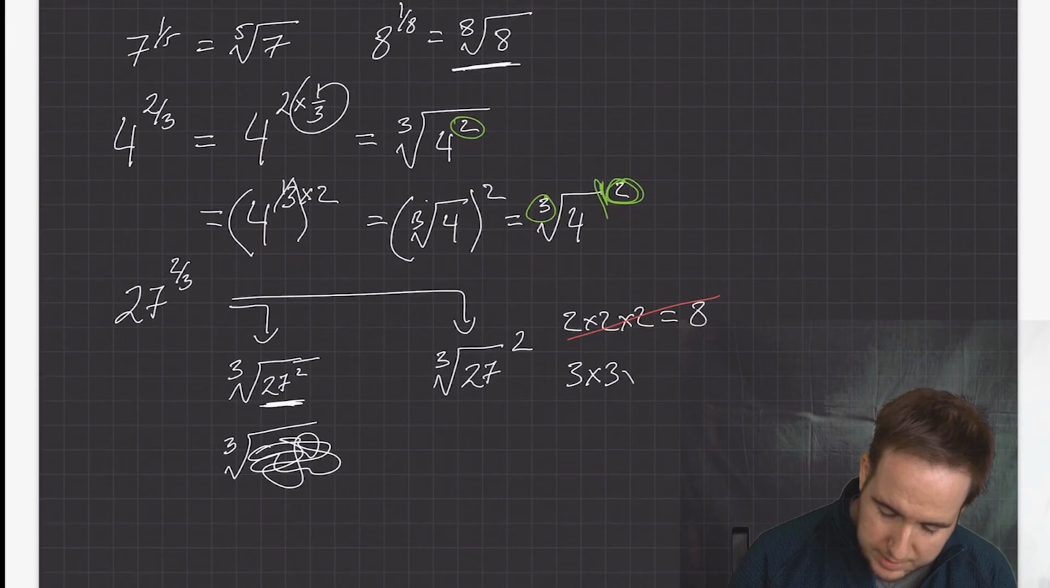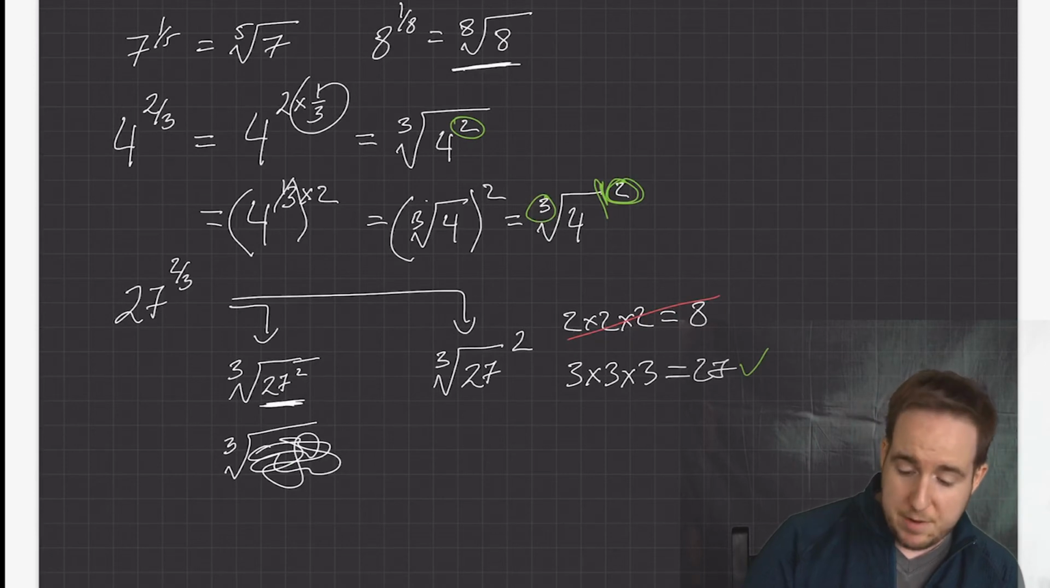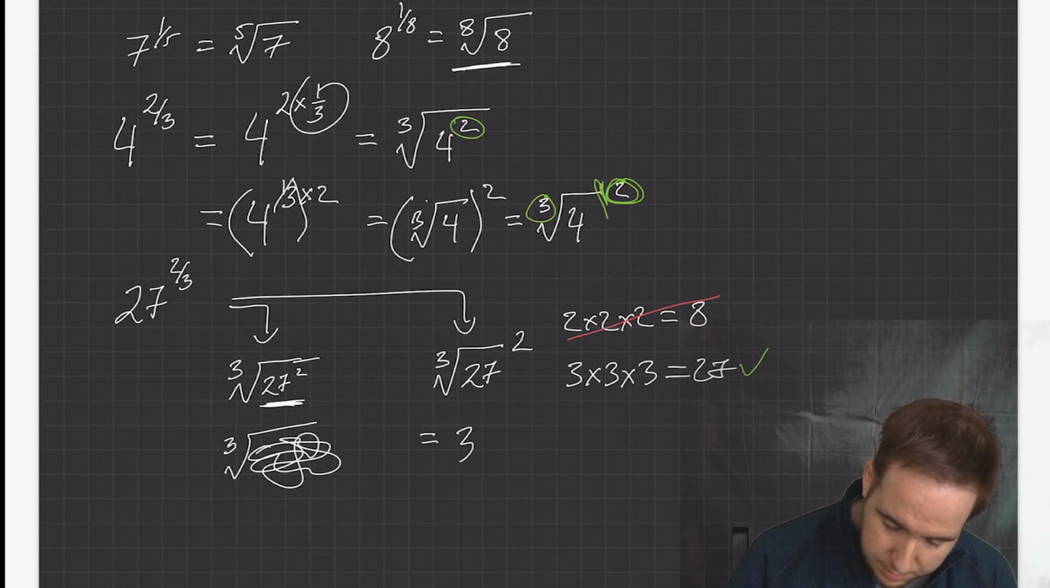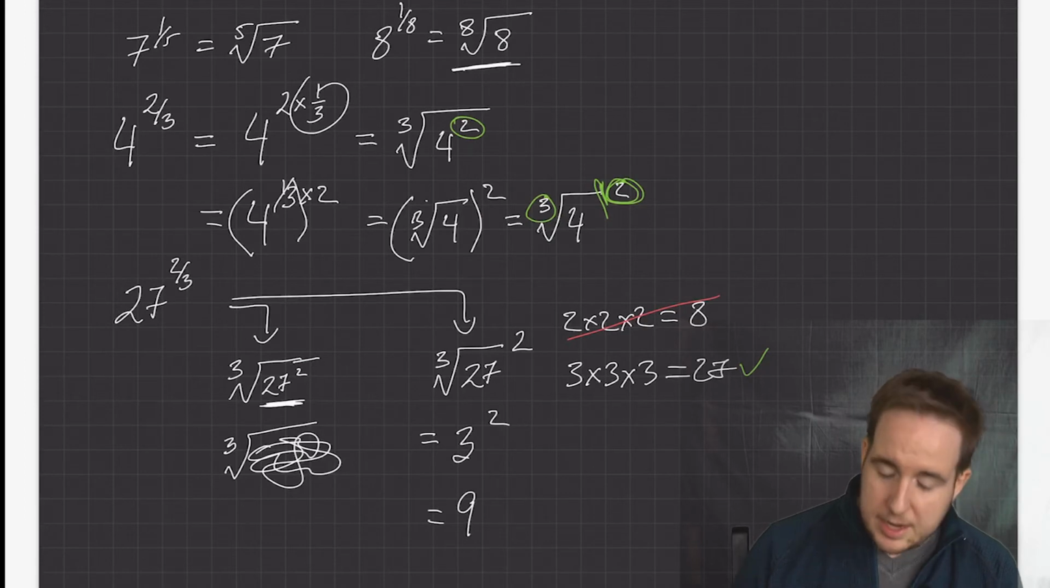3 times 3 times 3 is 27. So yes, didn't need a calculator. You could do it basically with guess and check most of the time. So the cube root of 27 is 3 with a squared beside it, and 3 squared is 9.